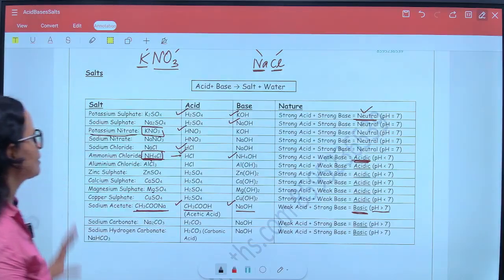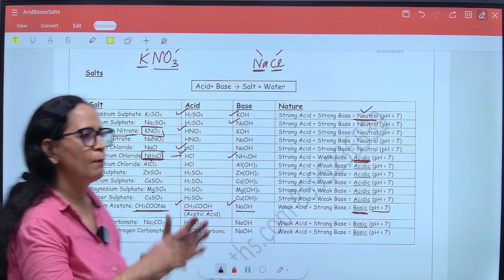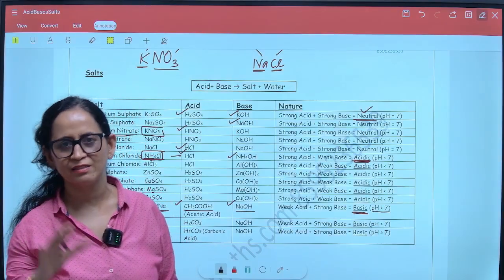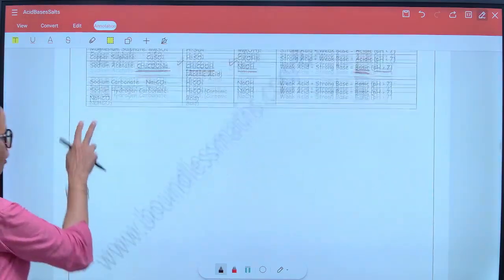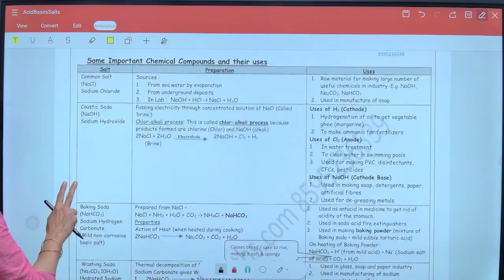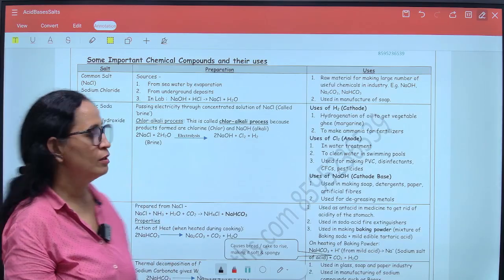So this table is very important. It is important that you understand how to get the names of the parent acids and bases and how to identify whether the given salt is acidic or basic in nature, right? So let's move forward with some of the important salts, some of the important chemical compounds and their properties, and these are all covered under the salts section of your chapter.